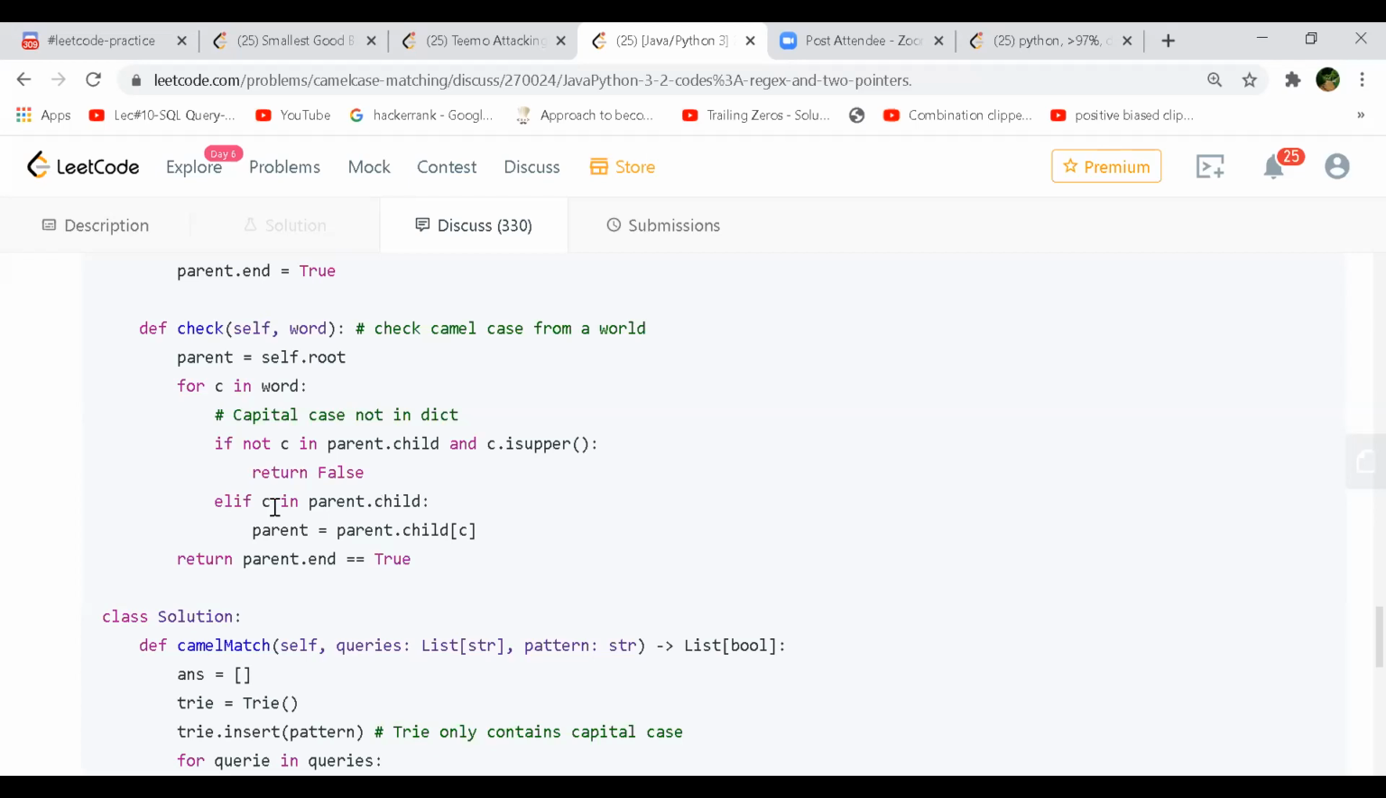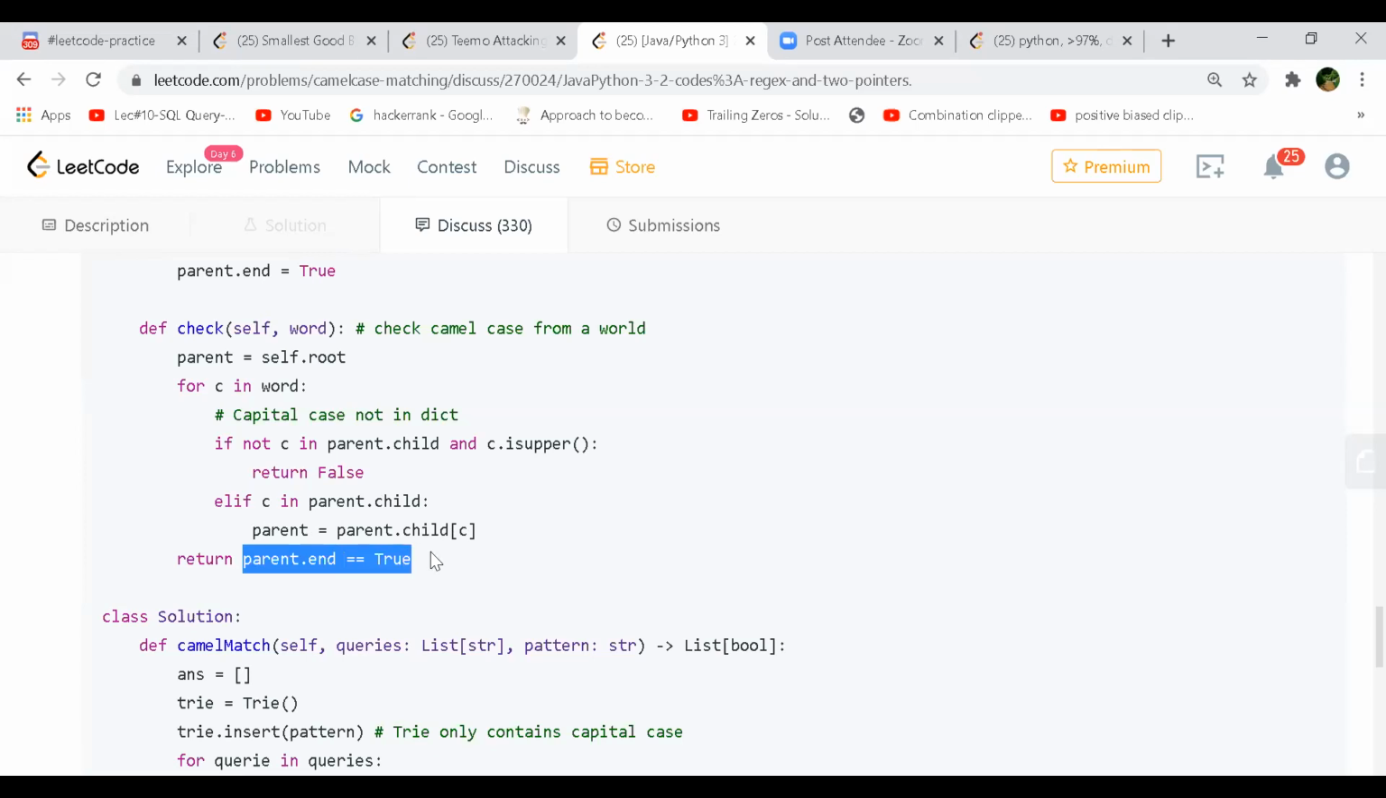Otherwise, if that character is present in your child, then you take from the dictionary only the entry corresponding to that character, whatever node or ASCII code you get, that will be your parent. Actually it's going in the trie, DFS. Yeah, try DFS. Therefore the parent comes into the picture. So you'll have to go to the end.